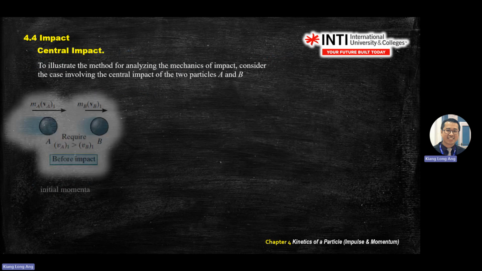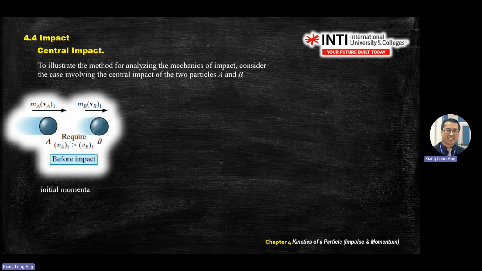Okay, let's look at impact. We slow down the motion. Now we look at central impact, where two spheres meet in a straight line. Let's say we have two spheres here, A and B. A moves faster than B, so for sure A will kiss B at a certain time. It will chase B. When there is velocity, there is momentum and kinetic energy. In this case, we drop the energy first and discuss momentum.